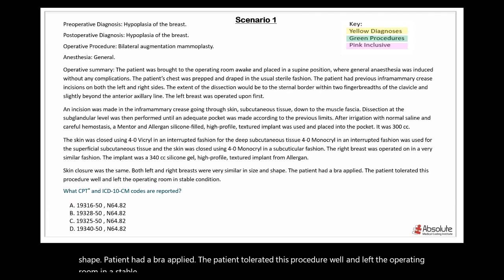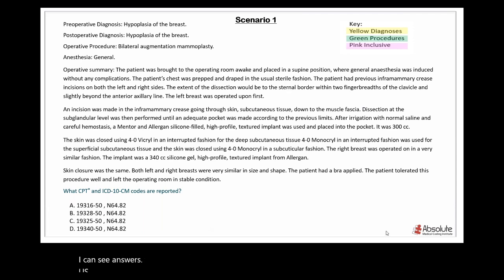So, what CPT and ICD codes are reported for this scenario? And coders, you have got 2.5 minutes to answer. I can see answers are coming in straight away. So great. So rest of you can take the time and I will see you when the clock stops.